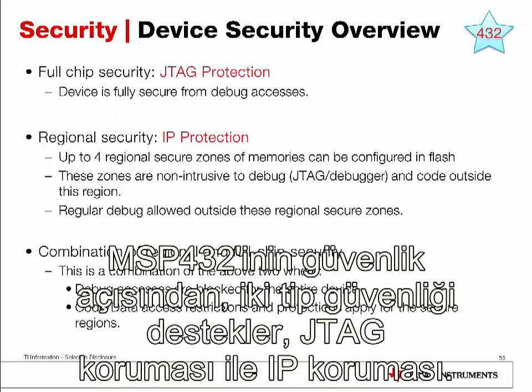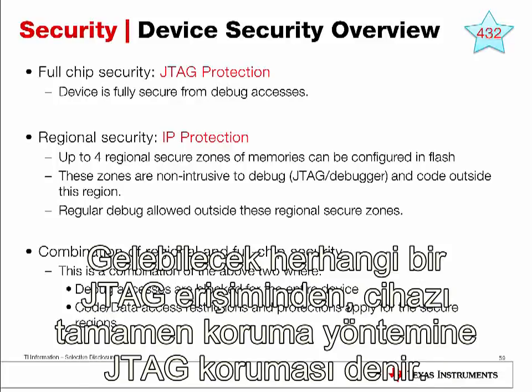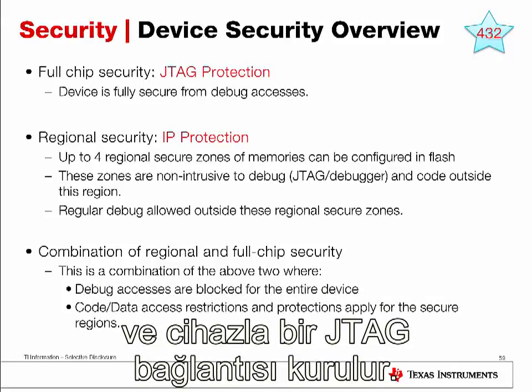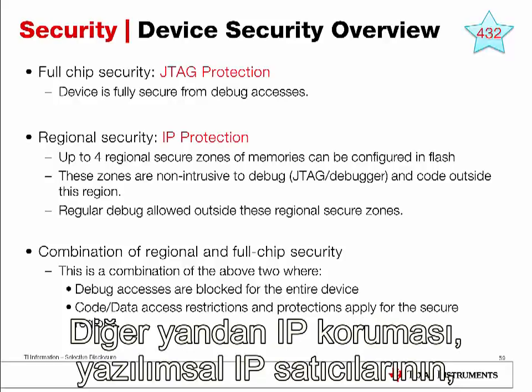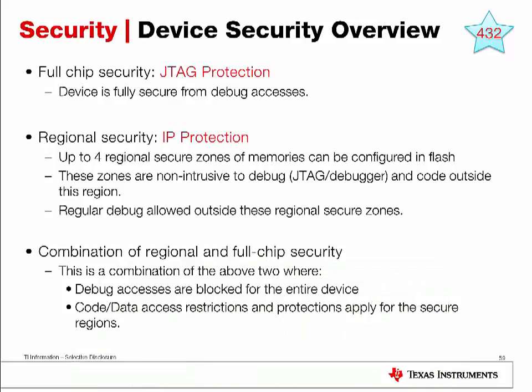From the security standpoint, the MSP432 MCU provides two types of security: the JTAG protection as well as IP protection. The JTAG protection is a way to lock the device completely from any future JTAG accesses. So after locking the JTAG, the user can no longer debug the device or establish a JTAG connection to the device. On the other hand, IP protection is a mechanism that allows software IP vendors to securely lock away a region in the memory with their unique software IP.